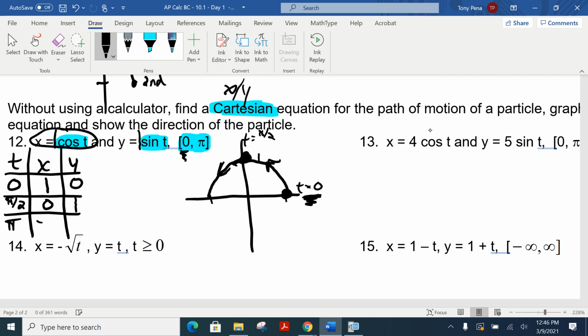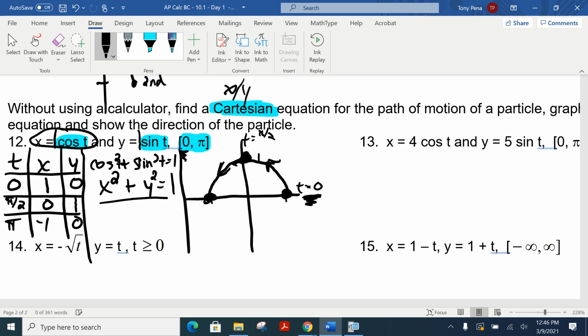And then if I go to pi, we should get values of -1 and 0. That would tell us this is our terminal point. This is where we end up. The equation, hopefully I left enough room in here, is cosine squared t plus sine squared t equals 1. In this case, cosine is just x, sine is just y. So this would be the equation of a circle that's centered at the origin with a radius of 1. And then our domain is just limited by the interval that I gave you.